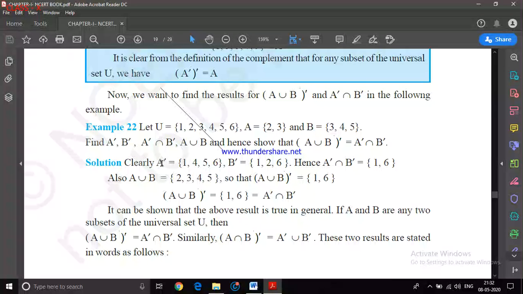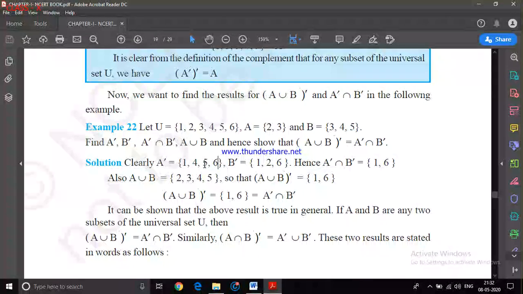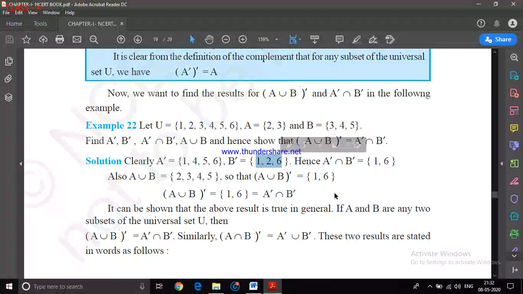Okay. First A complement. Sorry, 2 and 3 is given as A. So A complement is 1 will come. Then 4, 5, 6 will come. Because 2 and 3 is in A, so A complement will have 1, 4, 5, 6. Now B is 3, 4, 5. B is 3, 4, 5 means B complement is 1, 2, 6. So B complement is 1, 2, 6.